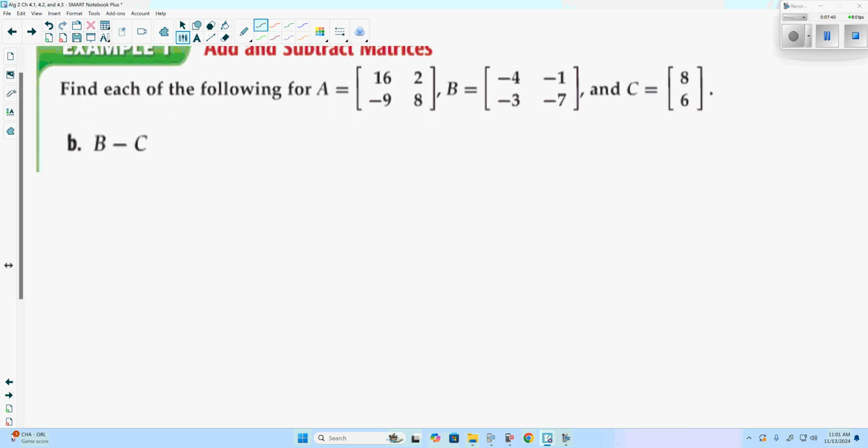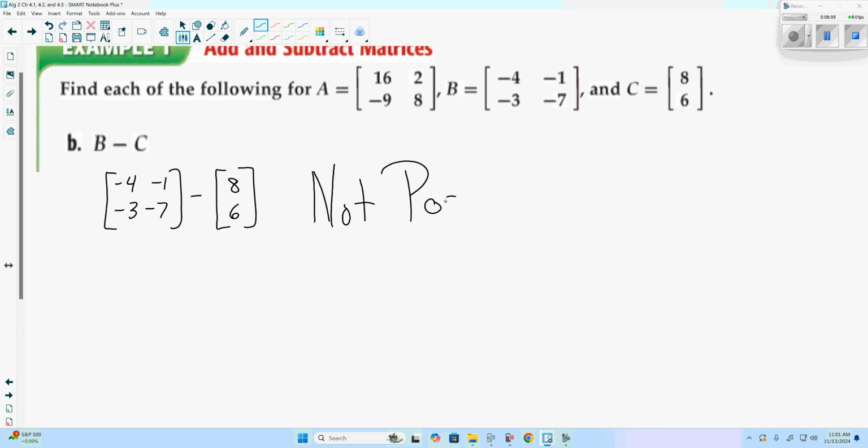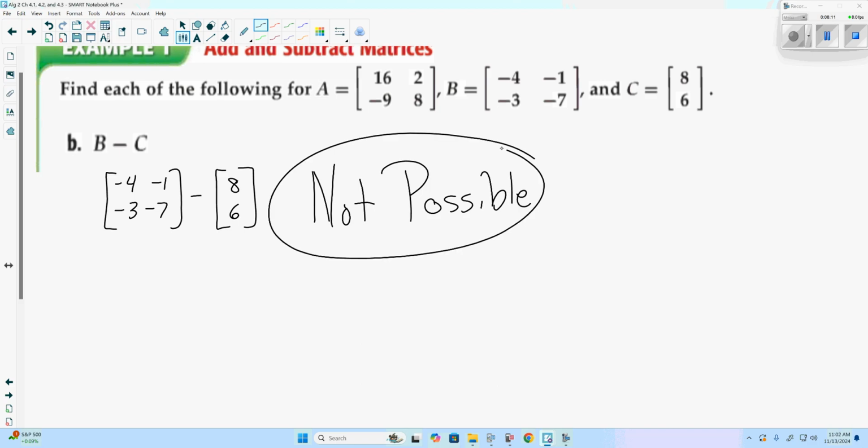So here we're going to subtract B, which is negative 4, negative 1, negative 3, negative 7. And we're going to subtract C from it. So we're doing B minus C. The dimensions are not the same, so we can say this is not possible. And as much as we want to say no solution, it's not going to be no solution because we're not actually solving for something, we're simplifying. It's just we can't subtract these, it's not possible.